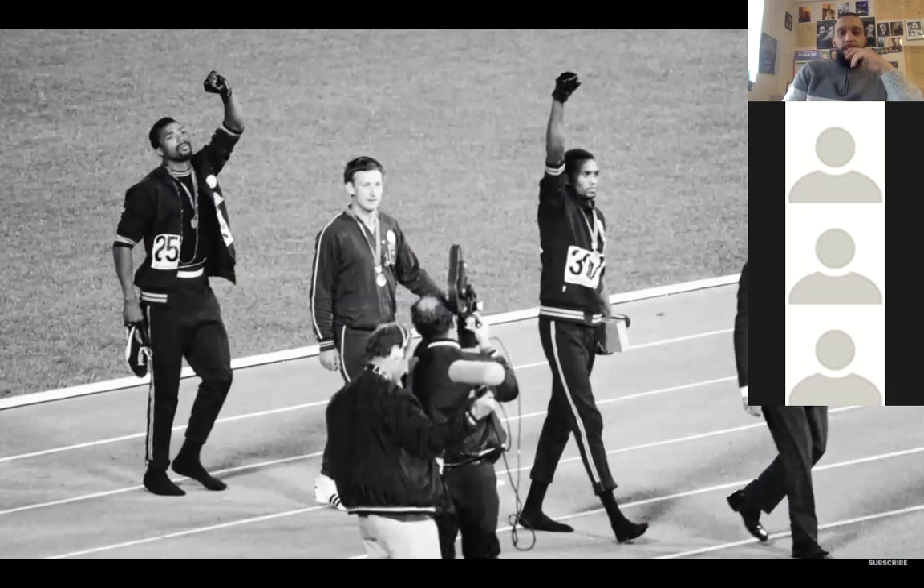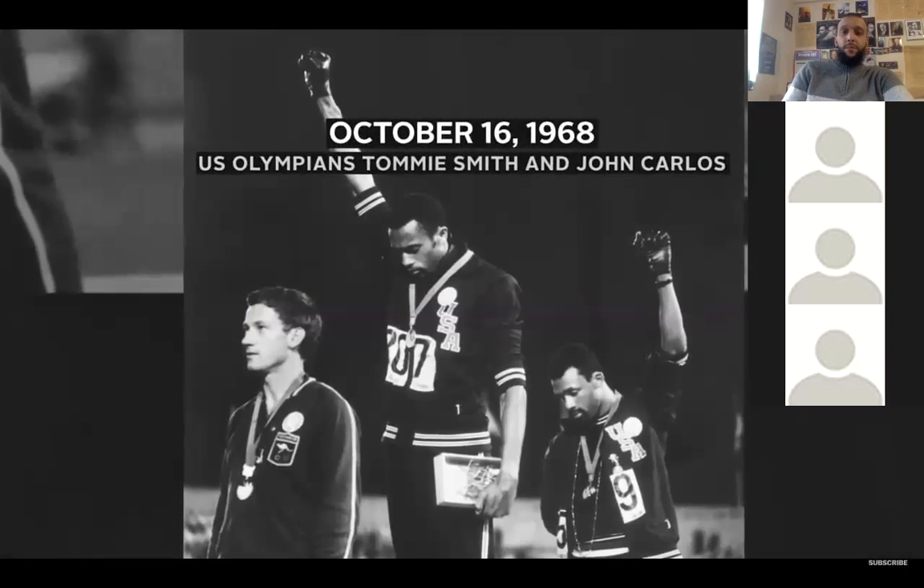Tommy Smith and John Carlos were saying black athletes don't have it made in American society. We may be famous, but we face the same discrimination that other black people do. And we don't appreciate being used as a way to counter the black struggle coming out of black communities.